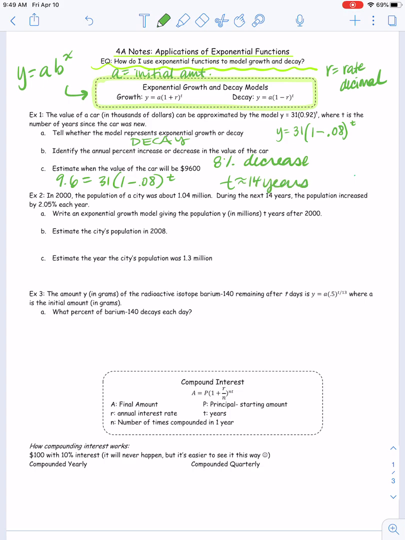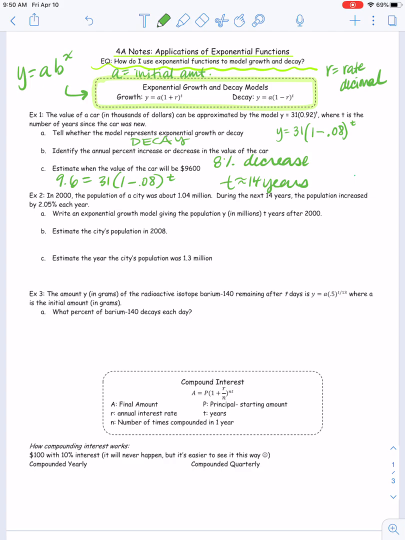If you're using the Casio emulator, this is one of those times where you want to G-solve and do either the XCal or the YCal. So you'll plug in your equation, y equals 31 times, you could put 1 minus 0.08, or you can just put 0.92, it doesn't matter, raised to the x power, and you'll graph it. Because you know the y value is going to be 9.6, you want to do an x calculation. You are trying to figure out the value of x when you know the value of y.